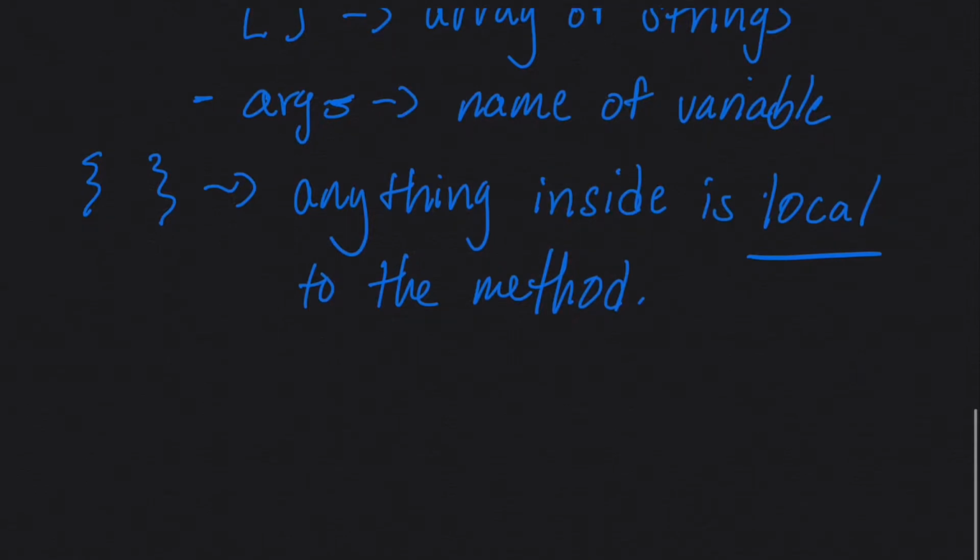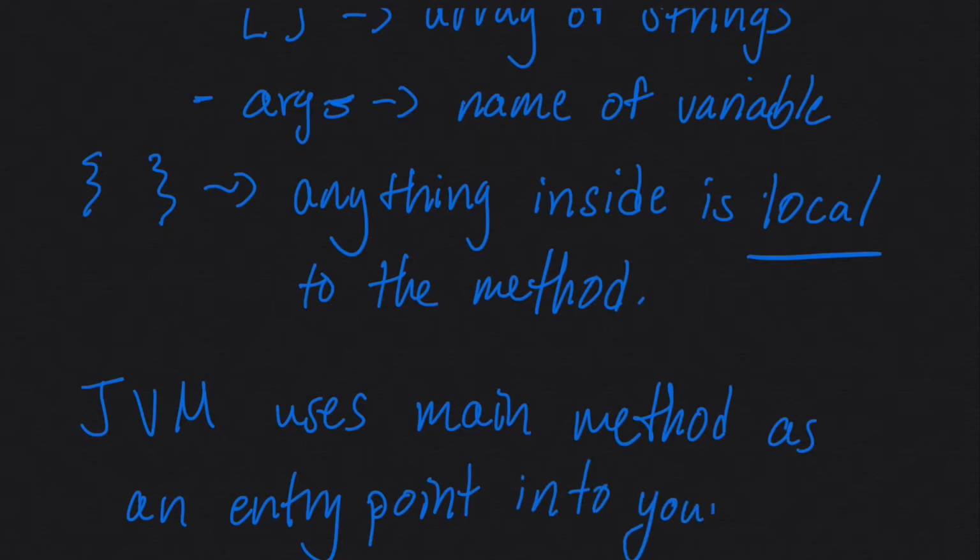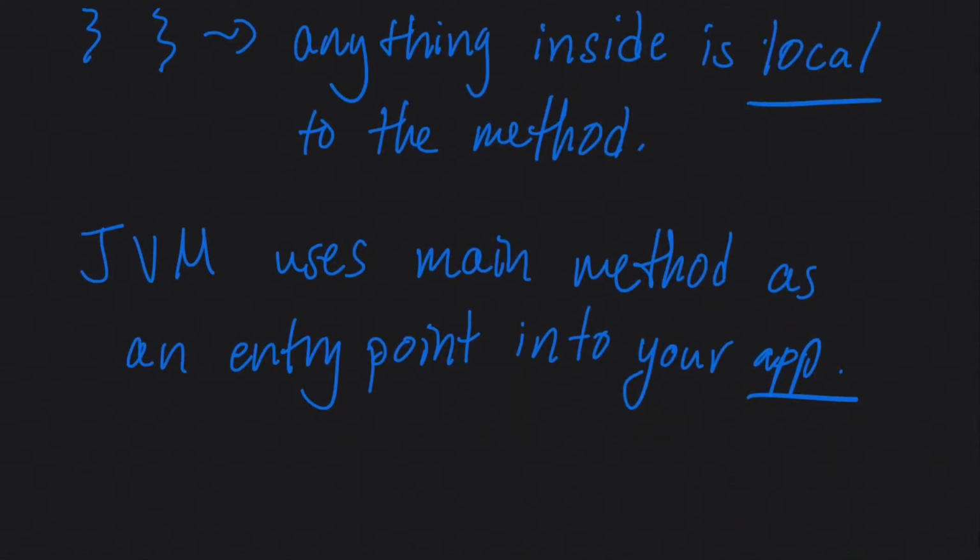So a few things to note. The JVM uses the main method as an entry point into your application. So what that means is the JVM needs to know where your application starts. What's the starting point of your application? So that's one thing.